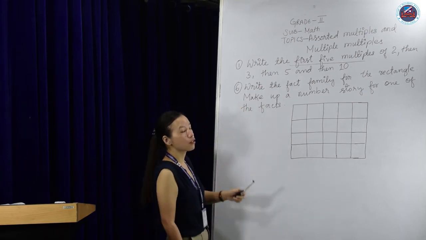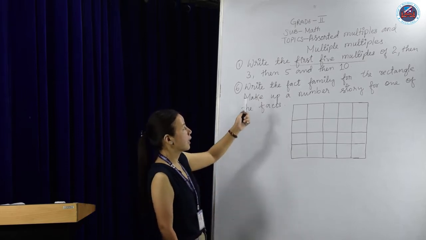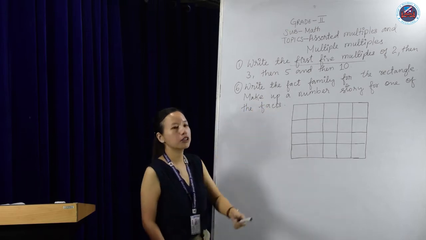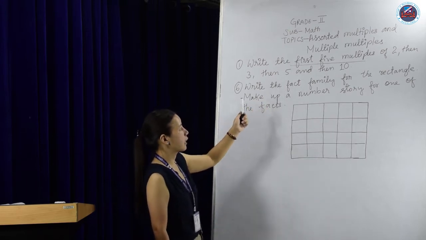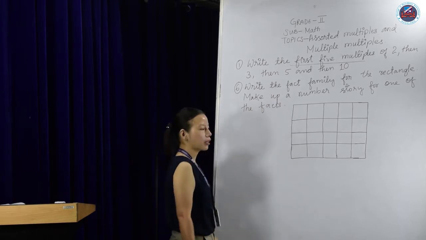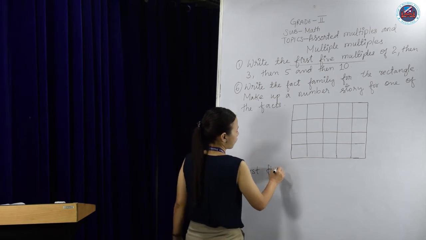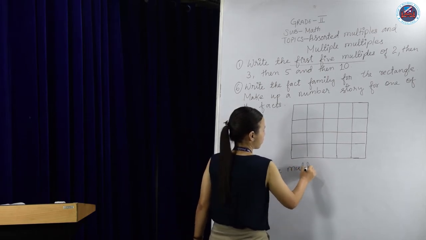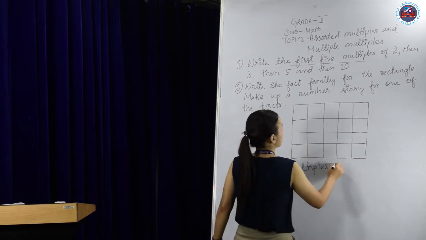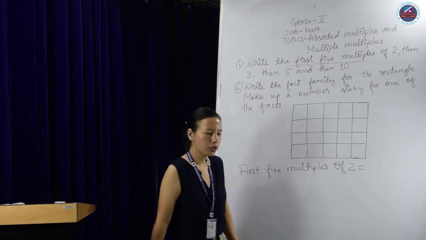This first question is from your exercise. That is question number 1. It says to write the first 5 multiples of 2, then 3, then 5, and then 10. So here we're going to find out the first 5 multiples. So we write the first 5 multiples of 2. So what are the first 5 multiples of 2?